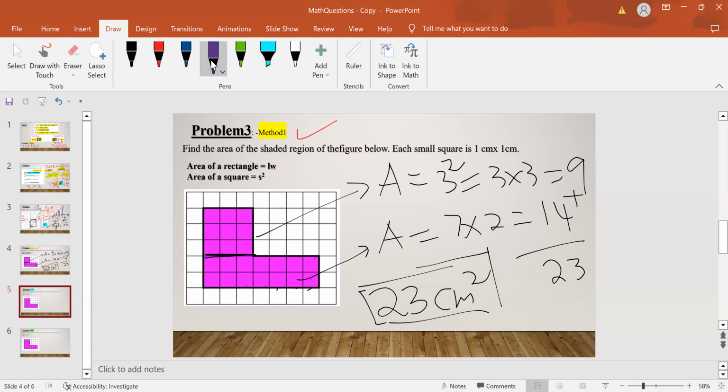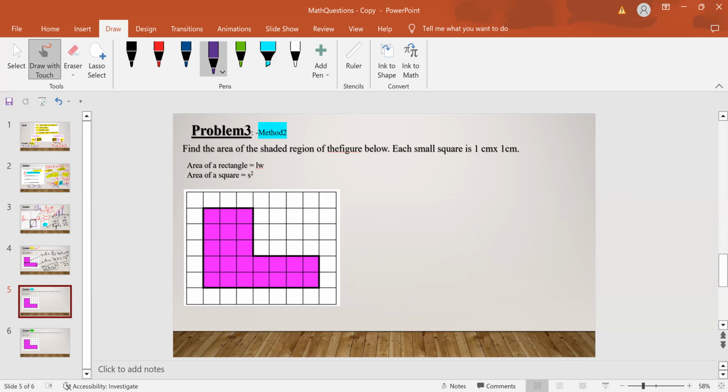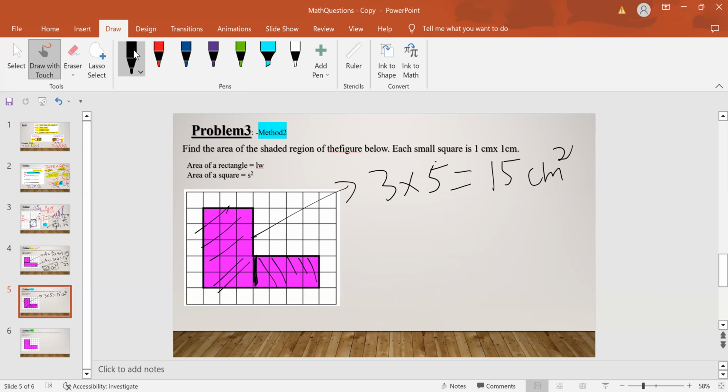Okay, so the second method. The second method is that someone could decide, instead of making it a square, to make it two rectangles. So you have one rectangle here and another rectangle here. The first rectangle, the one on the left side, will have the area 3 multiplied by 1, 2, 3, 4, 5. You multiply by 5, which is 15. The unit should be square centimeter.